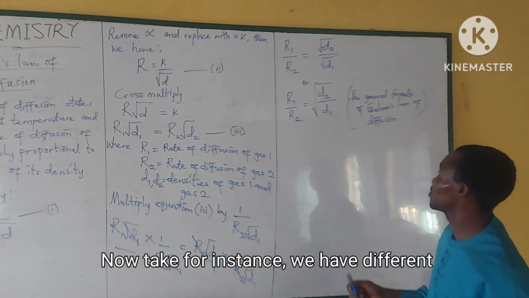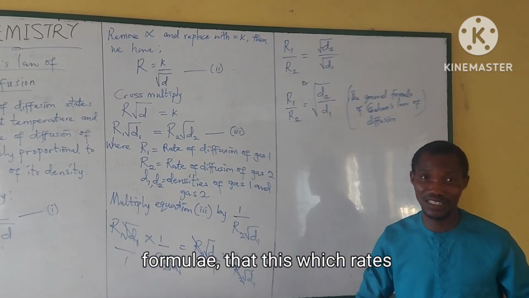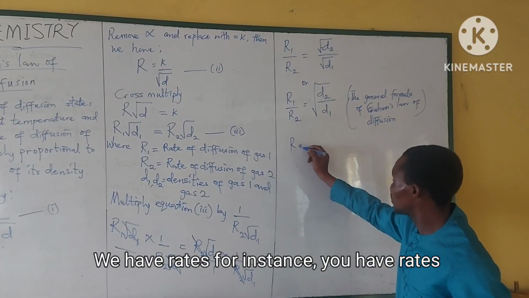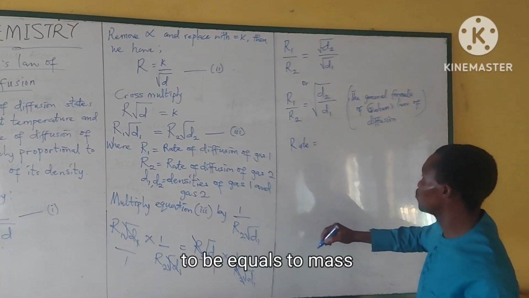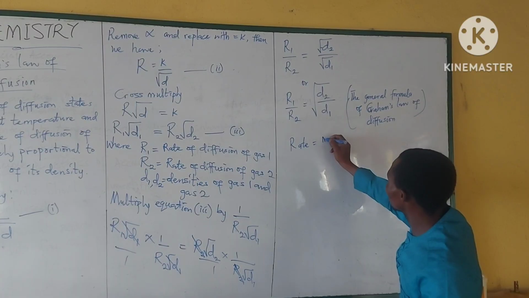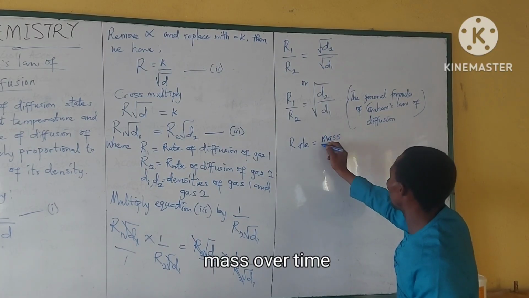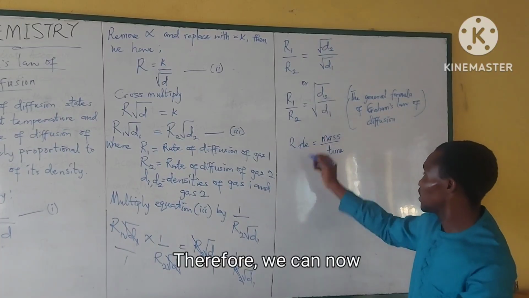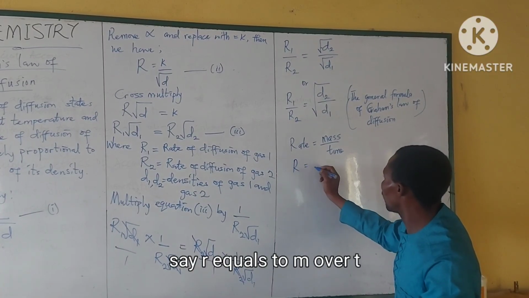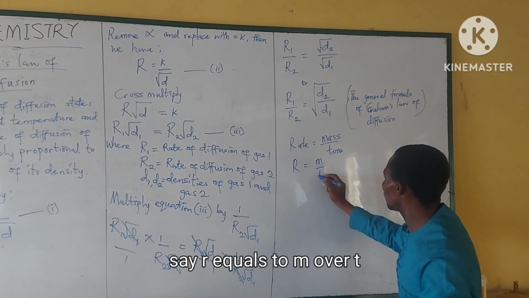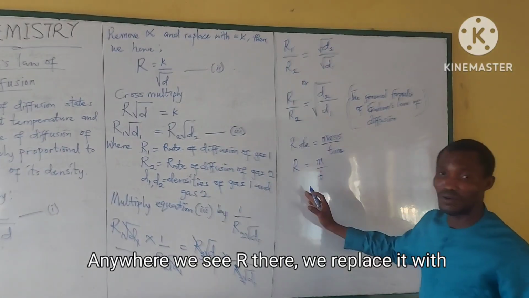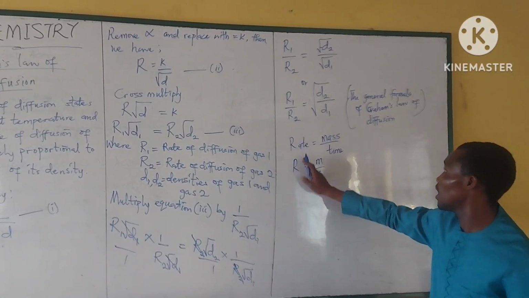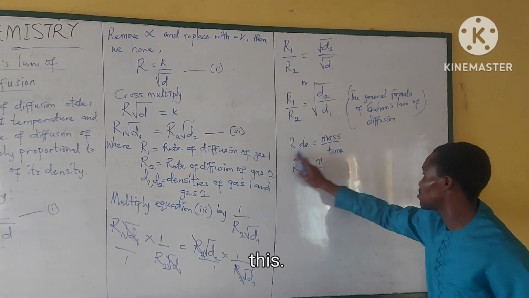Now take for instance, we have different formulas that deal with rates. For instance, rate is equal to change in mass over time. Therefore, we can now say R equals M over T. Anywhere we see R here, we replace it with this.